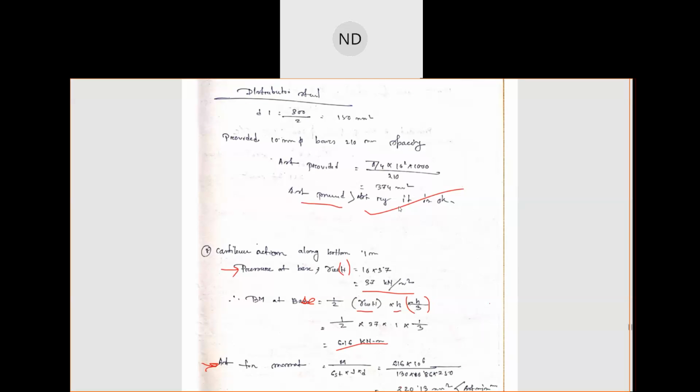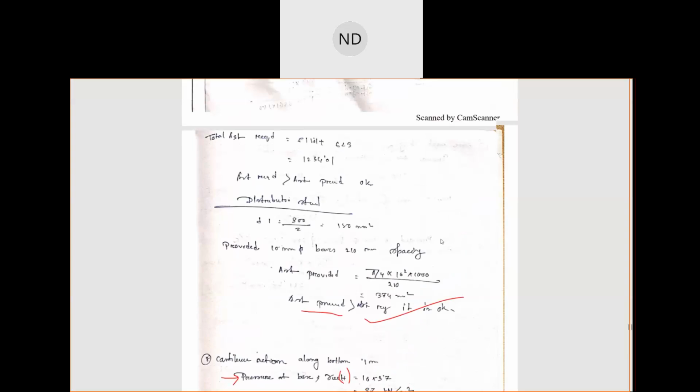So there you have pressure at the base, how much? Gamma W into H, where gamma W is almost 10. So we have taken it to be 10 into 3.7, 37 kilonewton per meter square. Bending moment at the base is how much? Half into base into altitude. So gamma W into H into small h. Small h was, I think, 1.